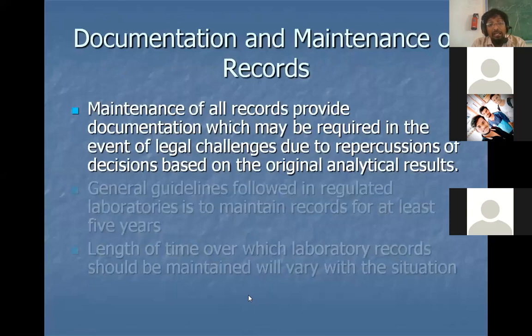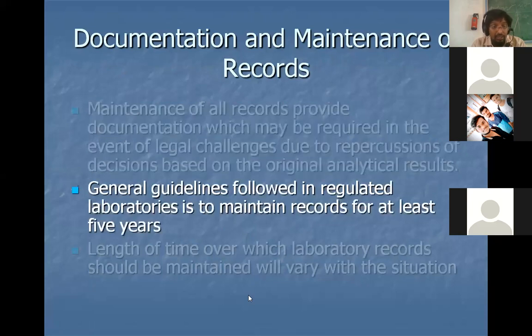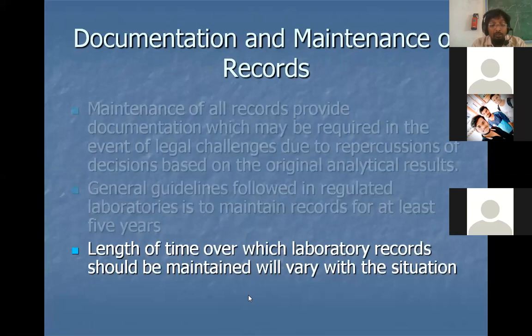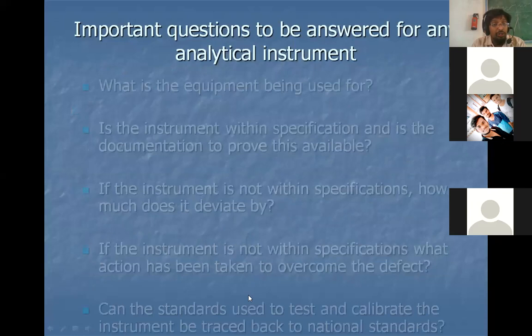Right, documentation and maintenance of the record. This is a very important part of GLP. Maintenance of all records provides documentation which may be required in the event of legal challenges due to the repercussions of decisions based on the original analytical results. The general guideline followed in regulated laboratories is to maintain records for at least 5 years. The length of time over which laboratory records should be maintained will vary from situation to situation.